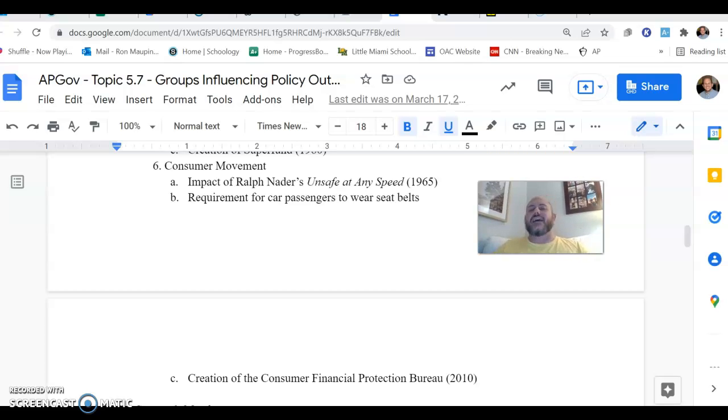So keep in mind, you've got some interest groups that are looking to protect business owners, some to protect unions, some to protect ethnic minorities, some to protect the environment, some to protect consumers. So once again, if you can think of the group, there's probably an interest group that represents them.